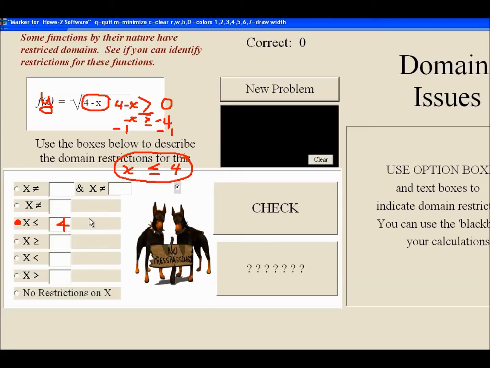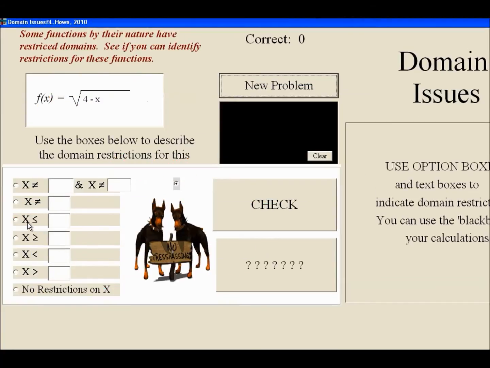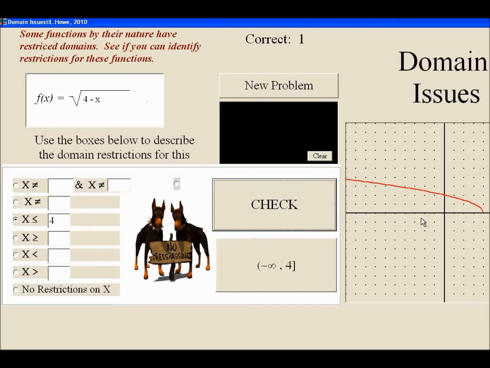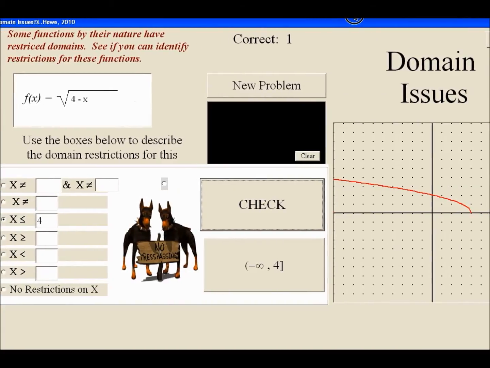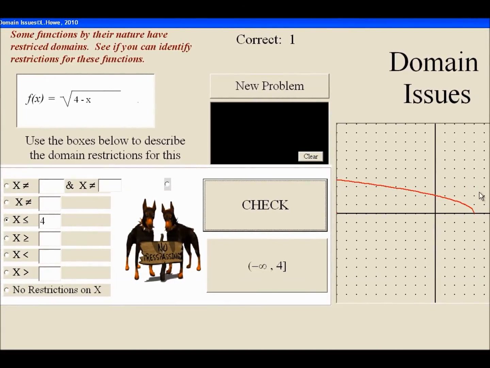I'm going to take the marker out of the way so I can answer. It has to be less than or equal to 4. I hope you followed that. You can back up and watch that part again if you didn't quite get that. Correct. This is what this graph looks like, and sure enough, you can see that there are no values for this function after x is 4. This is what this looks like. Let's do a new problem.